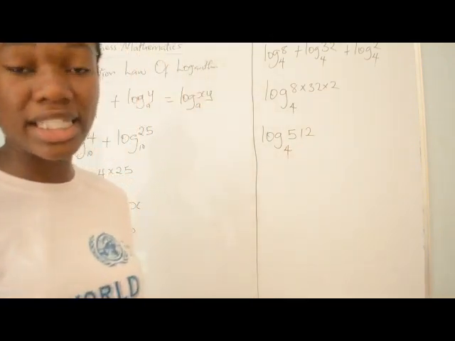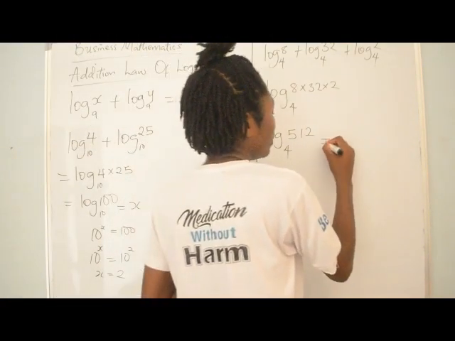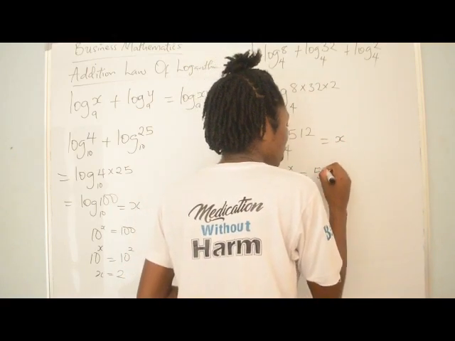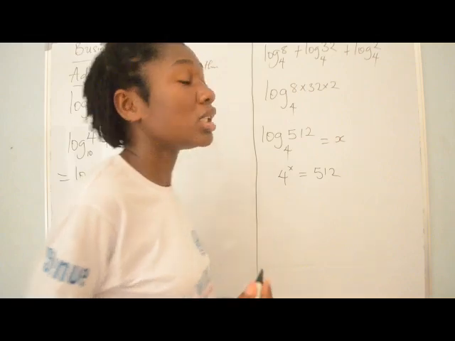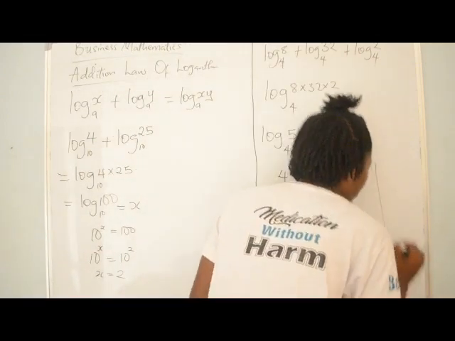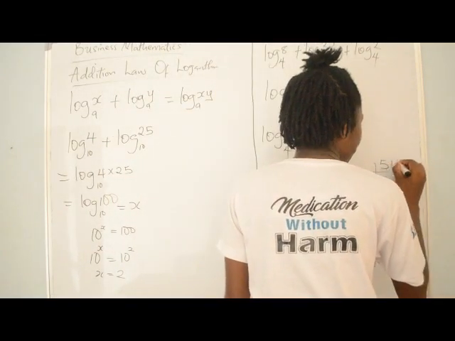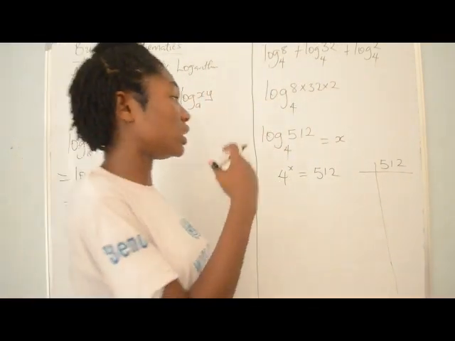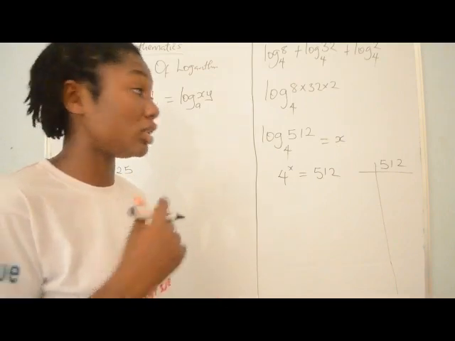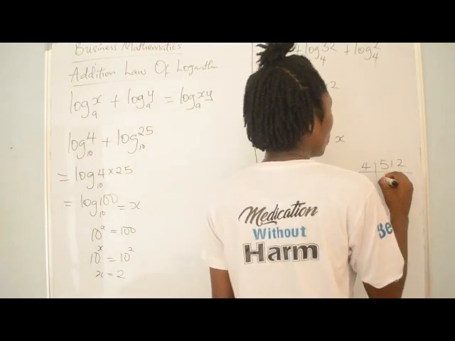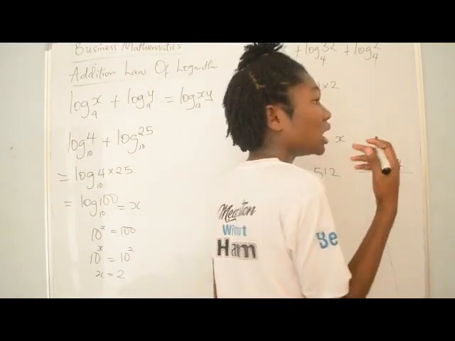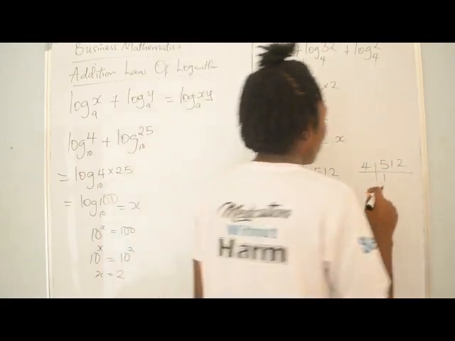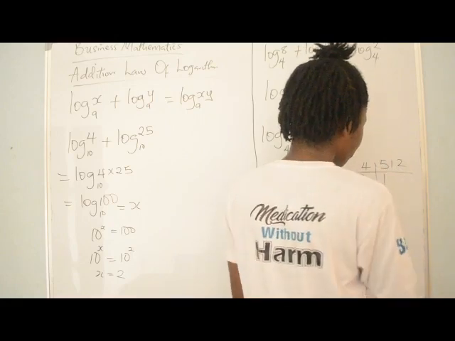And like we say, we can equate this to x by definition, that is 4 raised to power x is to give us 512. Now we can split 512 using our long division. Since 4 is here, it's best to divide by 4 so we can have the same base. So I'll be dividing by 4 to know how well we can get numbers that have the same base with this.